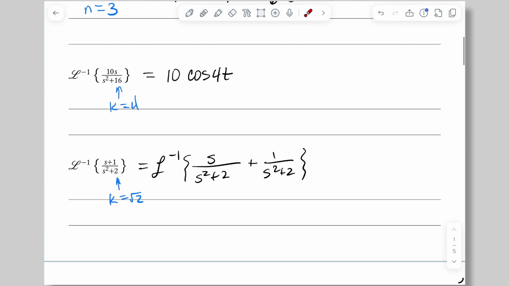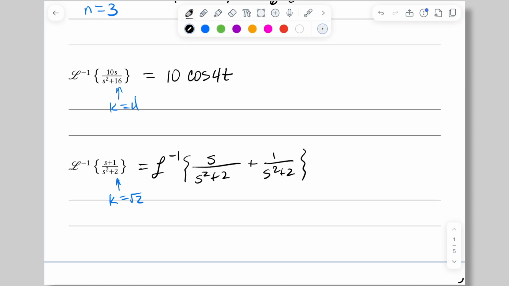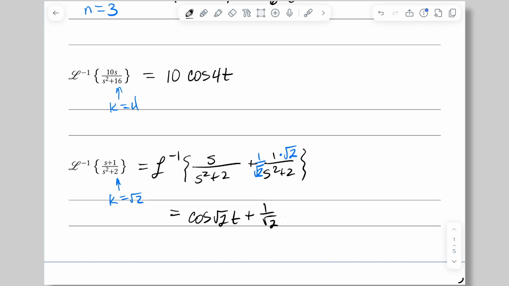K is the square root of 2, so we're going to basically do what we just did 2 examples ago, and I'm going to multiply and divide by the square root of 2 there. Notice I'm not putting the 1 over square root of 2 outside of the whole thing this time because it shouldn't affect the cosine term, or the term that'll become the cosine if you want to be accurate. This gives us the inverse transform of the cosine of the square root of 2t plus 1 over square root of 2 times the sine of the square root of 2t.